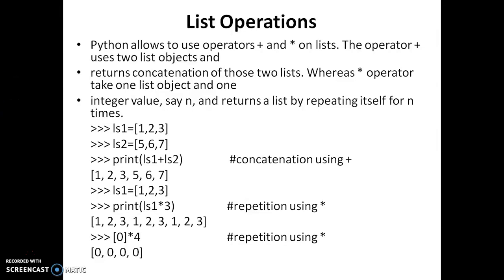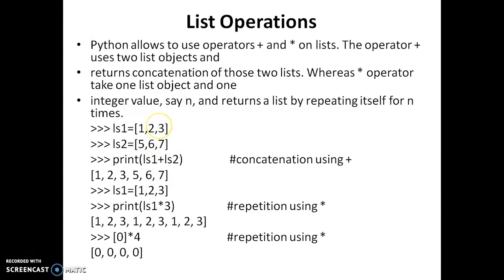What operators can we use between two lists? We can use the plus and star operators between two lists. So for example, here we have ls1 equals 1 2 3, ls2 equals 5 6 7. If I use print ls1 plus ls2, it will concatenate the two lists. So the plus operator concatenates two lists here.